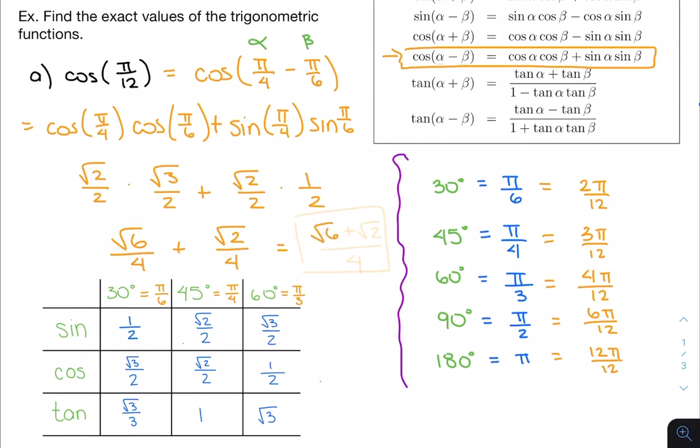So this is just the square root of 6 plus the square root of 2 all over 4. So this is our final answer.